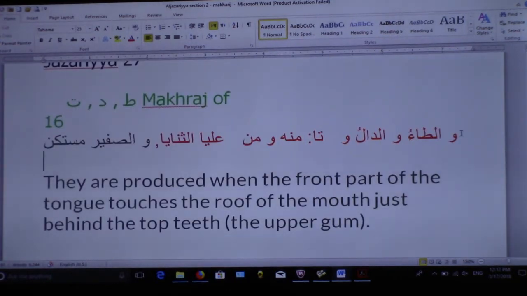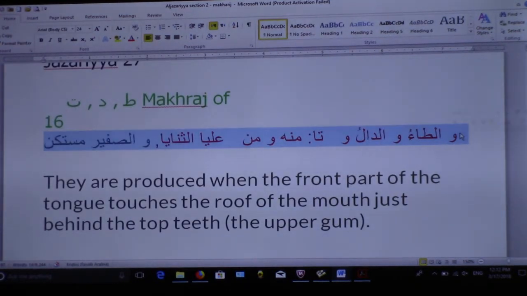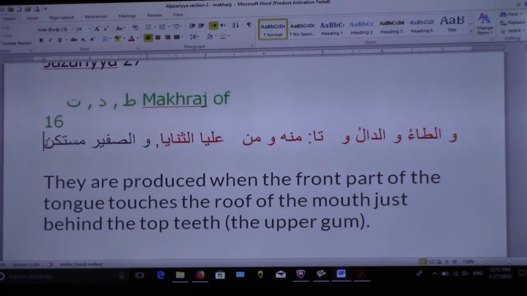والطاء والدال وتا منه ومن عليا الثنايا والصفير مستكن. والطاء والدال, clear, right? وتا. Ta means what? The letter ta, right?